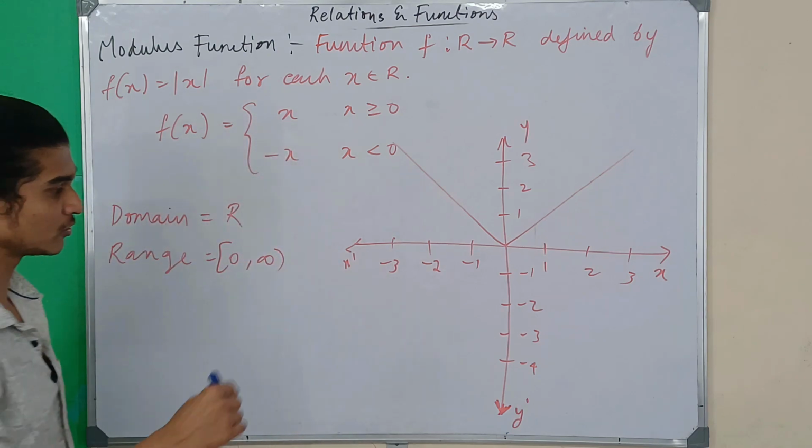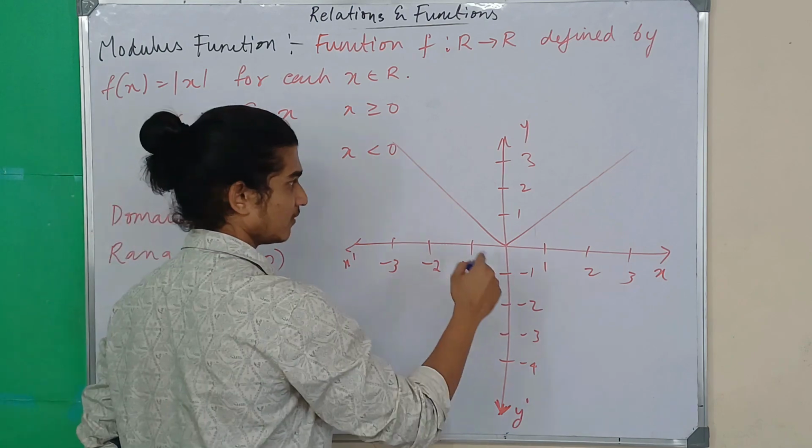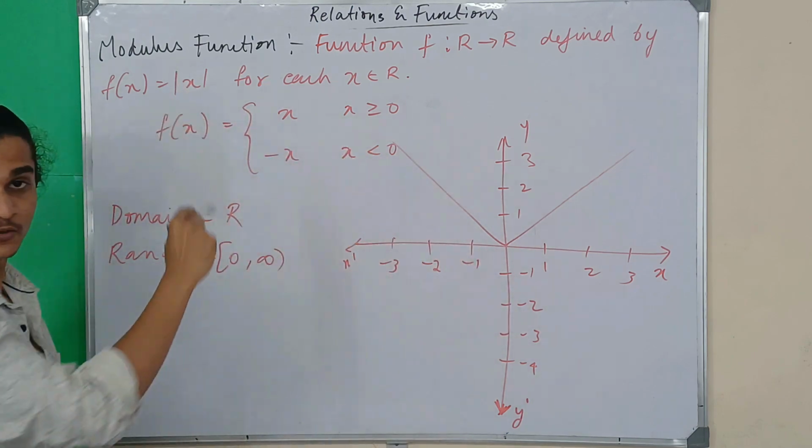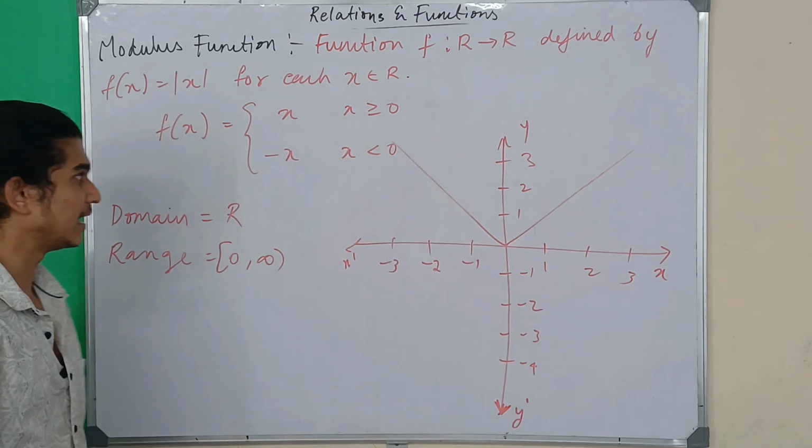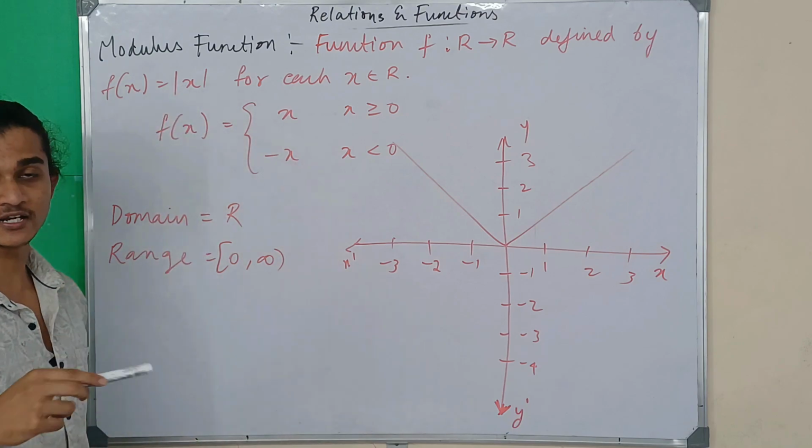And if it is a negative number, we're going to convert it into a positive number. So the graph is going to look something like this. Whatever positive number you put, you're going to get your positive number back. And if it is a negative number, it's going to convert that into a positive number.